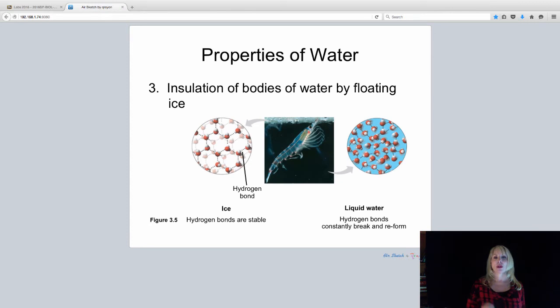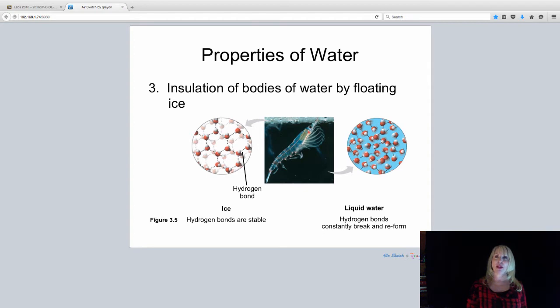All right, so number 3 properties of water, insulation of bodies of water by floating ice. So water is less dense when it is frozen in a solid state because those hydrogen bonds become stable. Remember, the water comes apart a few trillionths of a second? Well, once it freezes, the hydrogen bonds are stable, and now the water will float on itself.